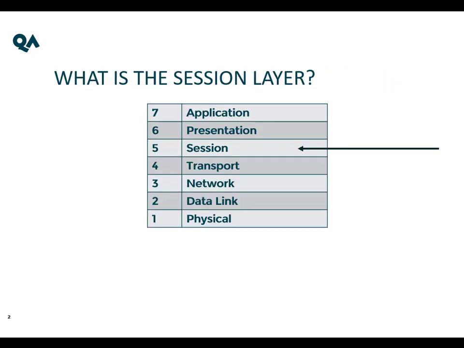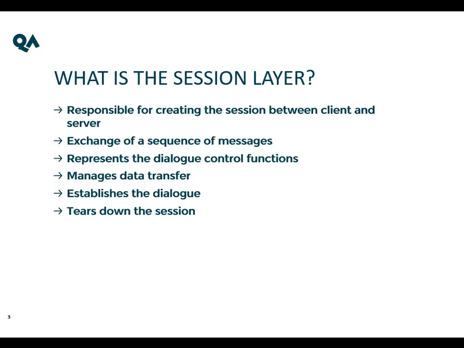So if we start with what is the session layer, as we can see, starting from the bottom, we're now at layer 5. And what the session layer is responsible for, most application protocols do require the exchange of multiple messages between the client and the server. This exchange of such a sequence of messages is called a session or a dialogue, and the session layer, layer 5, represents the dialogue control functions that administer the process of establishing that dialogue between the two devices. Also managing data transfer, and then at the end of the session it tears down the session.